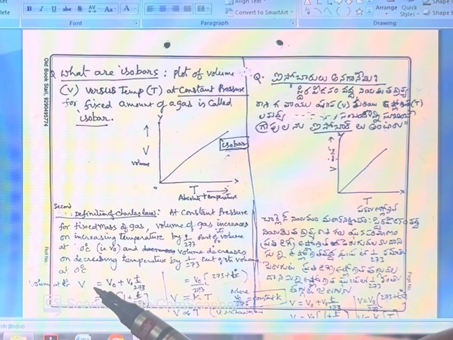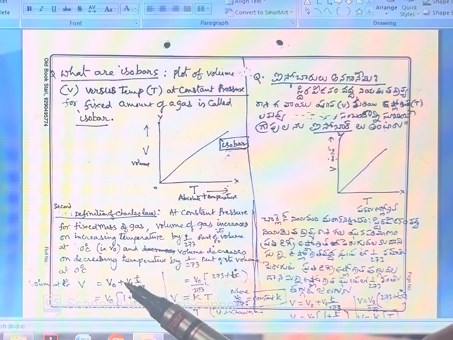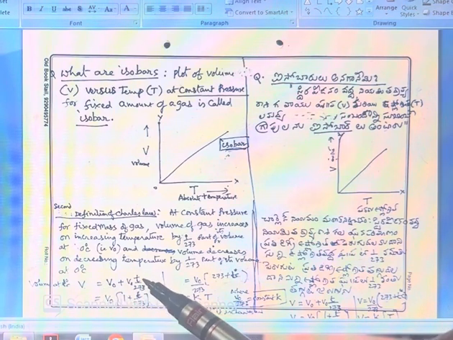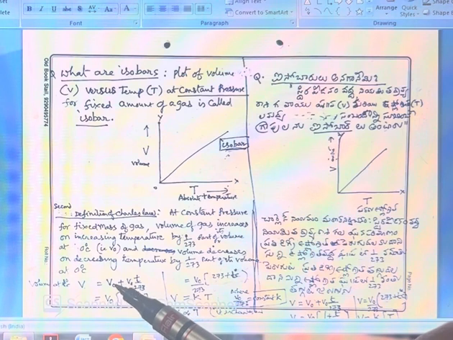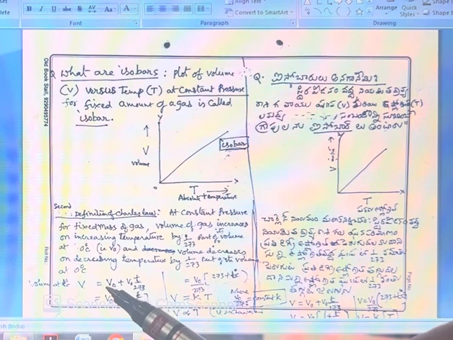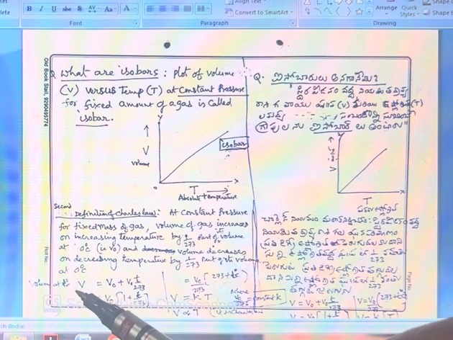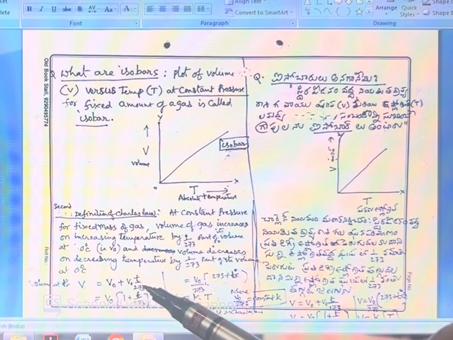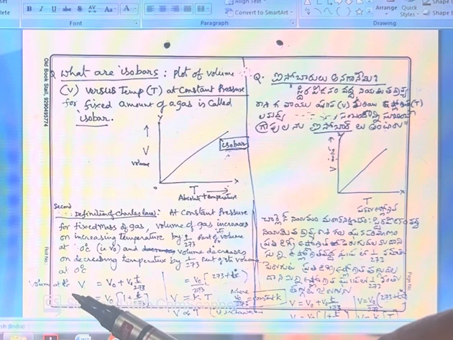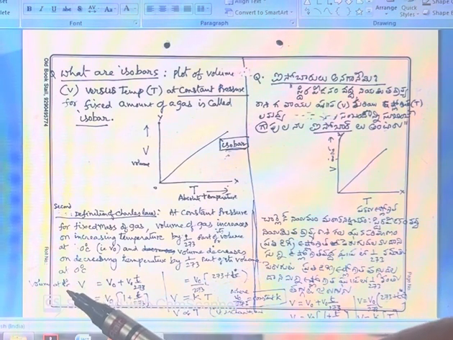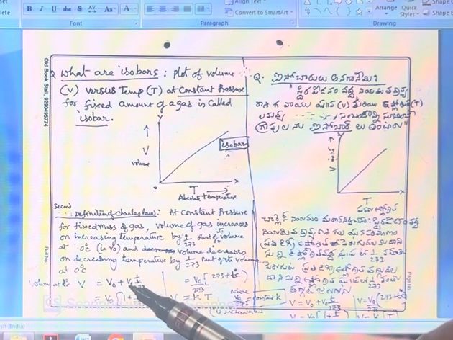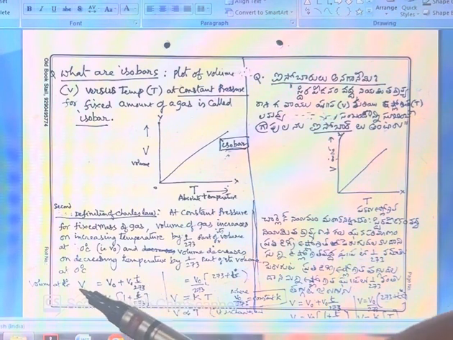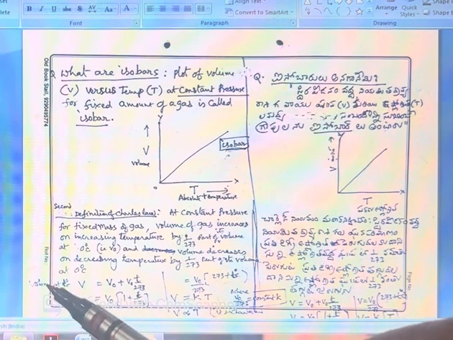For a rise of T degrees centigrade, and if there is a decrease you will take minus, the increment to the 0 degree volume will be T by 273 of V0. So, finally, you can write the volume at T degree centigrade, V is equal to V0 plus V0 into T by 273.